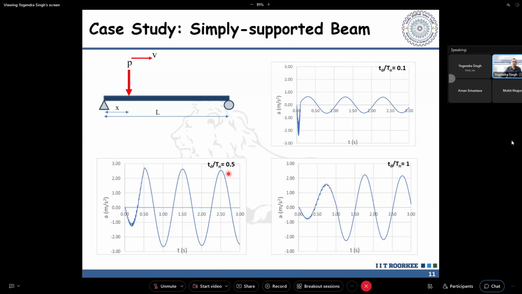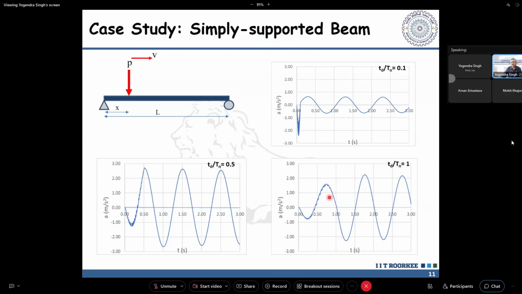And this is representing TD by TN is equal to 0.5. This is representing the resonance condition. So the velocity corresponding to this will cause the maximum acceleration. And there is a possibility that under this acceleration, the load loses its contact, or the wheel loses the contact with the rail, and there may be derailment.